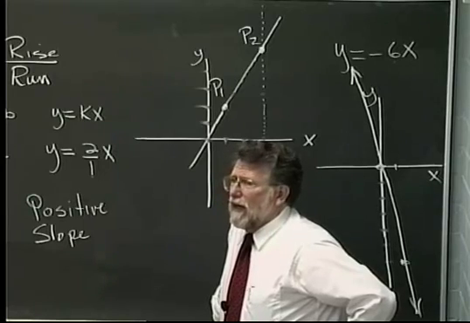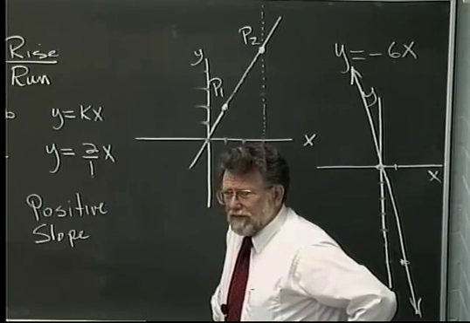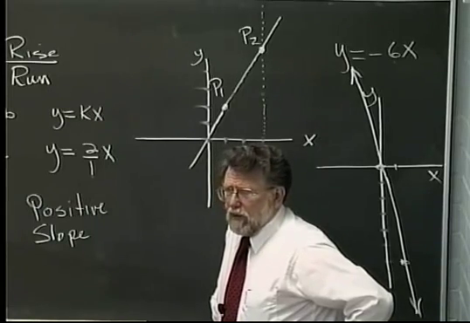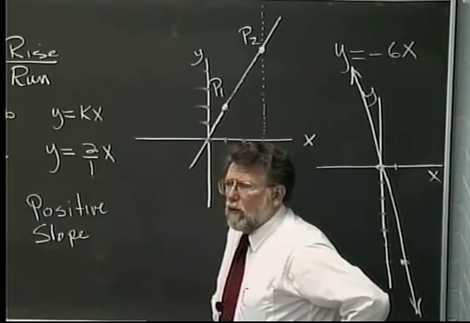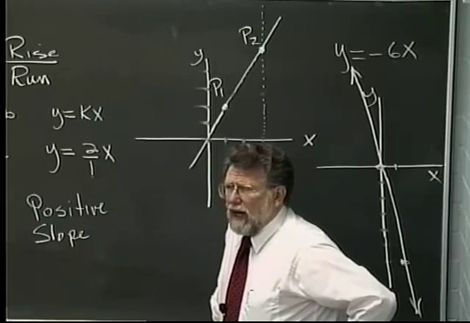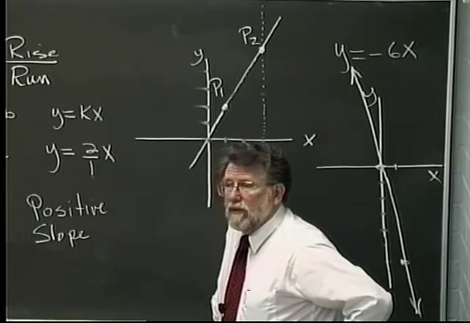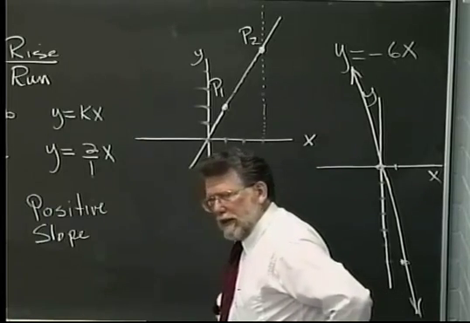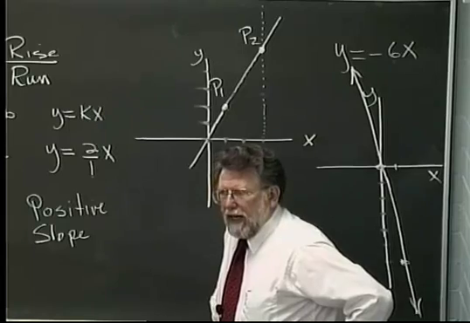Beats the heck out of plotting points. Fast and efficient. Now, we'll be doing that later in much more detail. You get a chance to practice it. Right now, I just want you to observe that if you have positive slope, the line goes upwards to the right. If it's a negative slope, it goes downward as you go to the right.